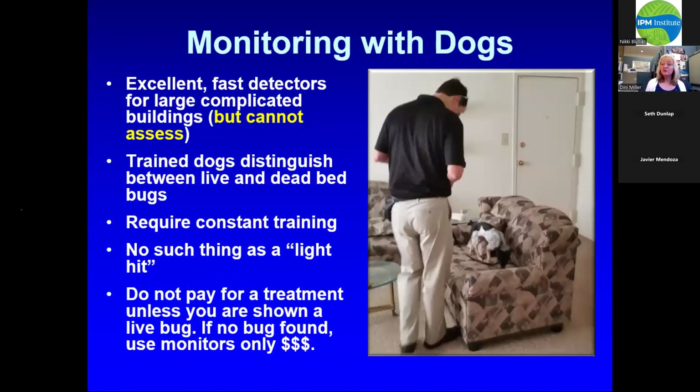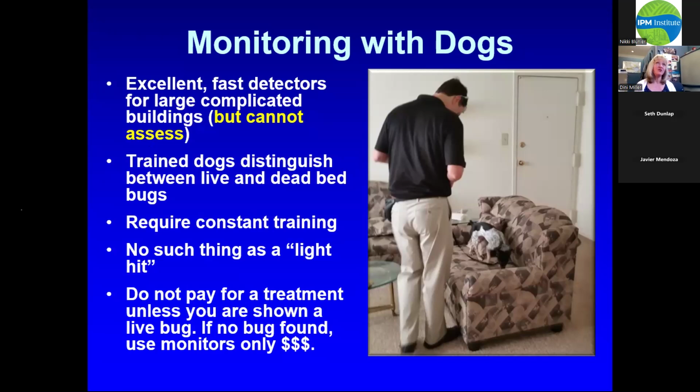Okay. Monitoring with dogs. Like I said, dogs are great because they're fast detectors, especially for complicated buildings, but they can't assess. They can't tell you how many bugs are there. Now, the trained dogs can distinguish between live and dead bed bugs, and they only signal a positive on live. So that requires that they have constant training, okay?